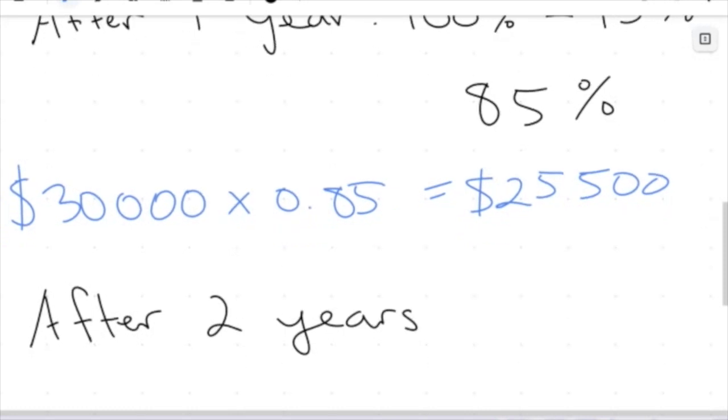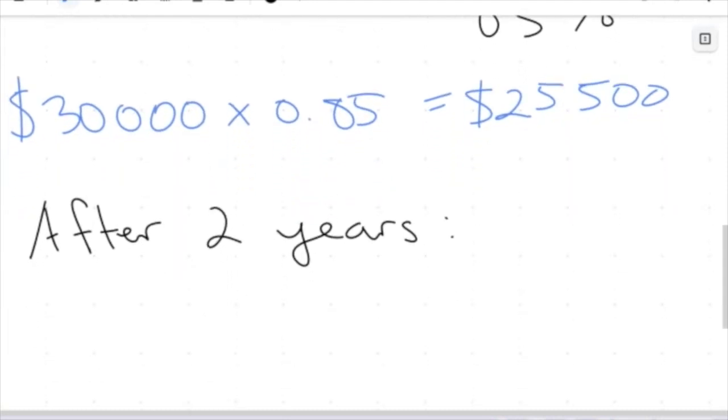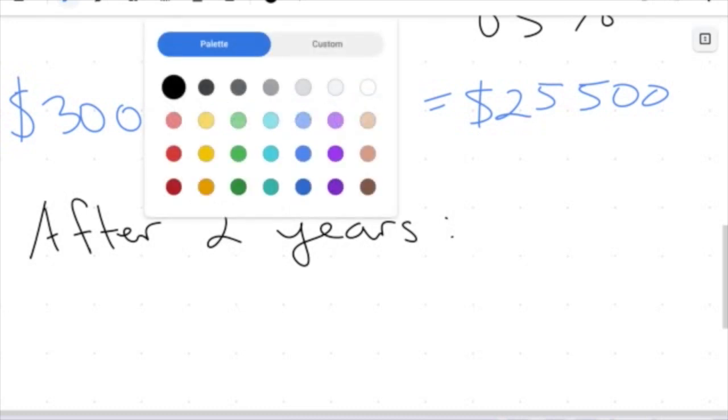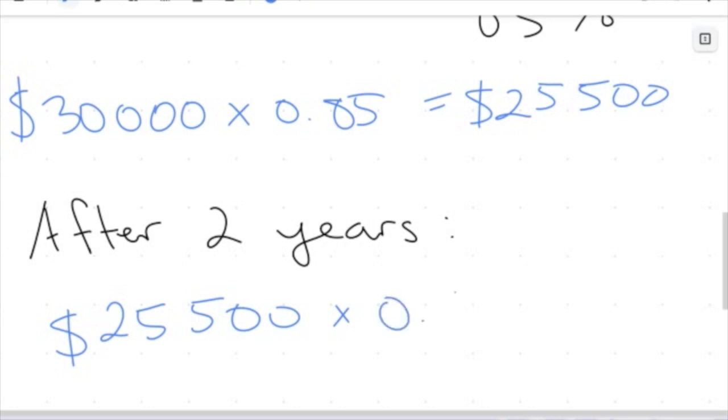So that means that after 2 years, my 25,500 is going to drop by another 15%. So my new value is going to be 85% of my original. So we want to find my new price: 25,500 is going to drop by another 15%, so we're going to multiply that by 0.85.